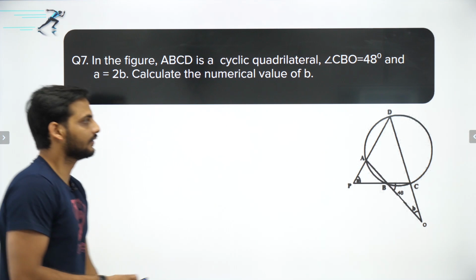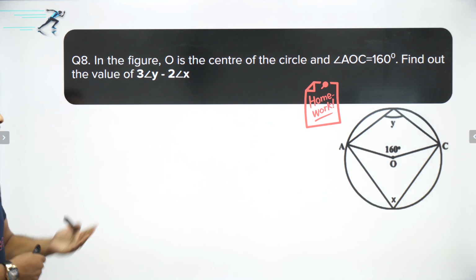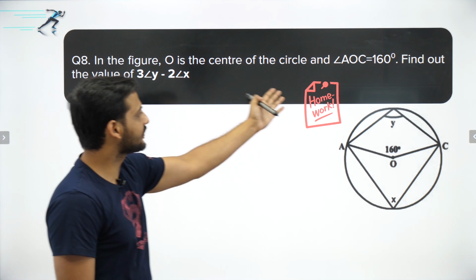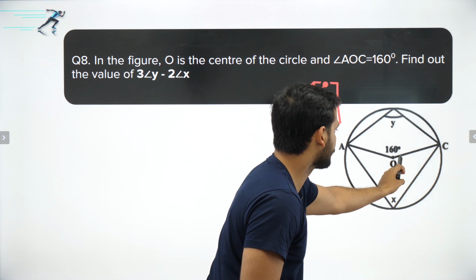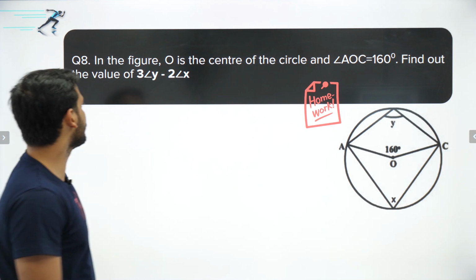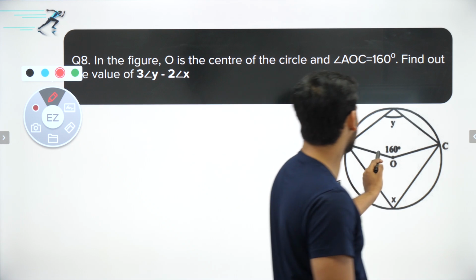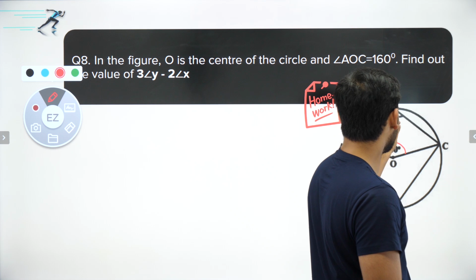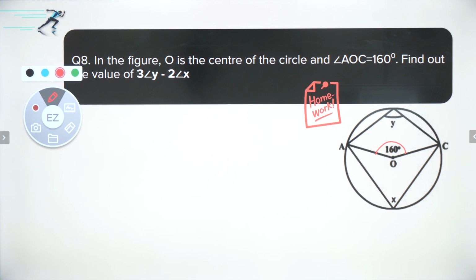Understood? Chalo. So now bachcho, this is the homework question which I have given you for this class. This is the diagram in which O is the center of the circle and AOC is equal to 160 degree. This part. Find out the value of 3 times of angle Y minus 2 times of angle X. This is 160 degree, this is Y, this is X. You have to get the value of 3 times of angle Y minus 2 times of angle X. Okay, this is your homework question.